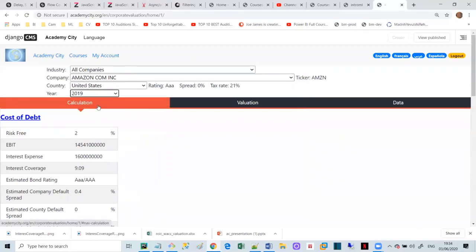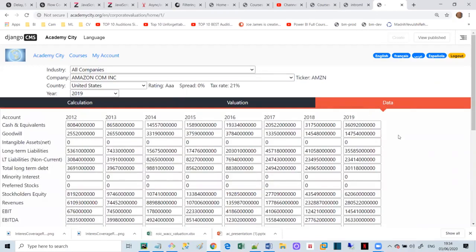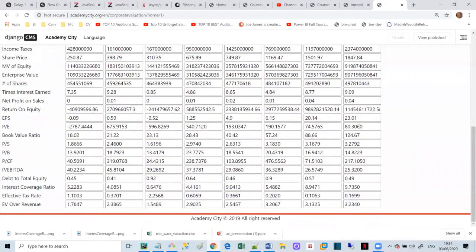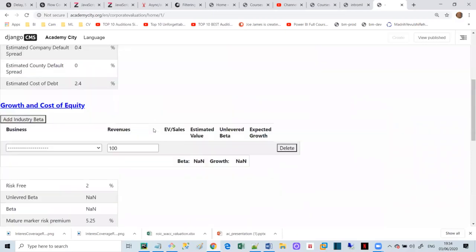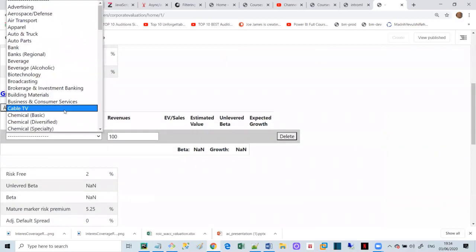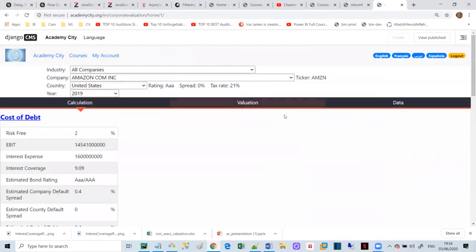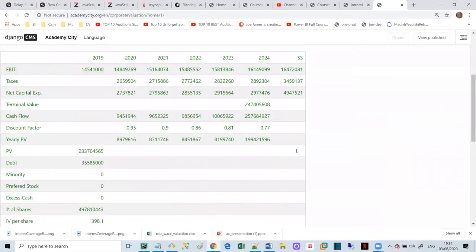So here is the beauty. I did all my work. I built the whole system that does valuation. It pushes the data from the SEC automatically. It does the valuation automatically. By the way, it's missing, I didn't choose here. I need to choose the industry. I will just choose one of them, doesn't matter. And then I get the whole valuation done.